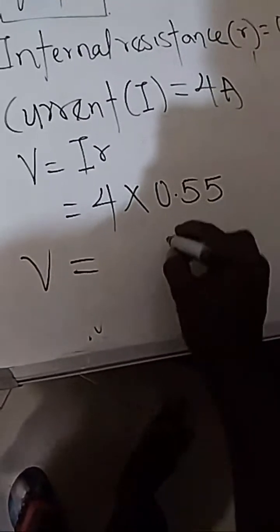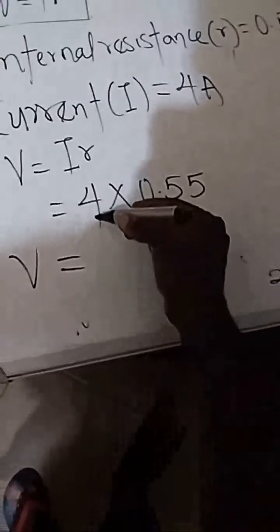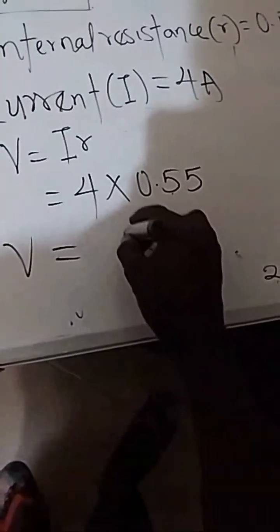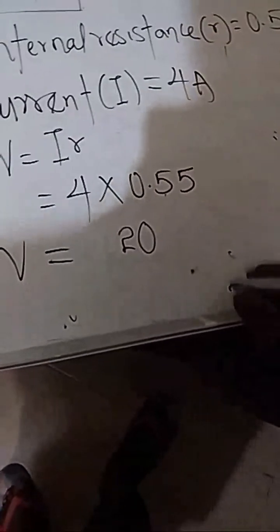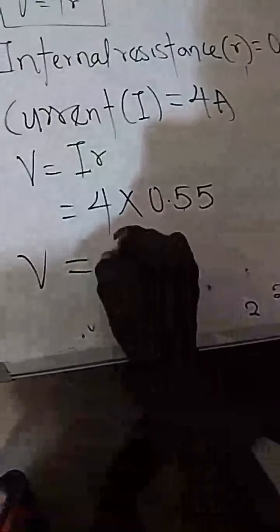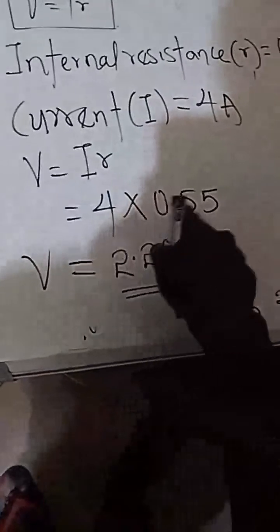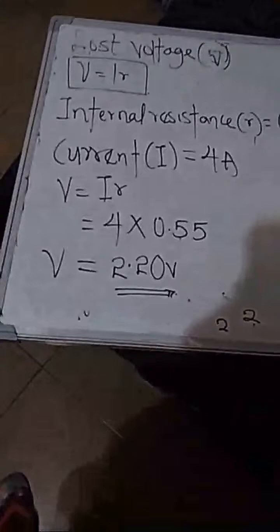4 times 5 will give us 20, so we write 0 and we keep 2. 4 times 5 will give us another 20. When we add the 2, it becomes 22. So we write 2 and we keep 2. There is a decimal point here. 4 times 0 will give us 0. When we add these 2, it becomes 2.20. The unit for voltage is volts. Please, somebody should confirm if 4 times 0.55 will give us 2.20.